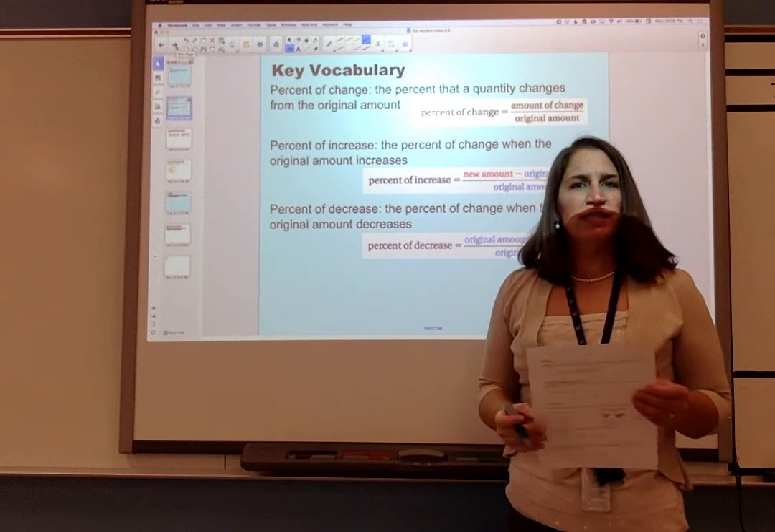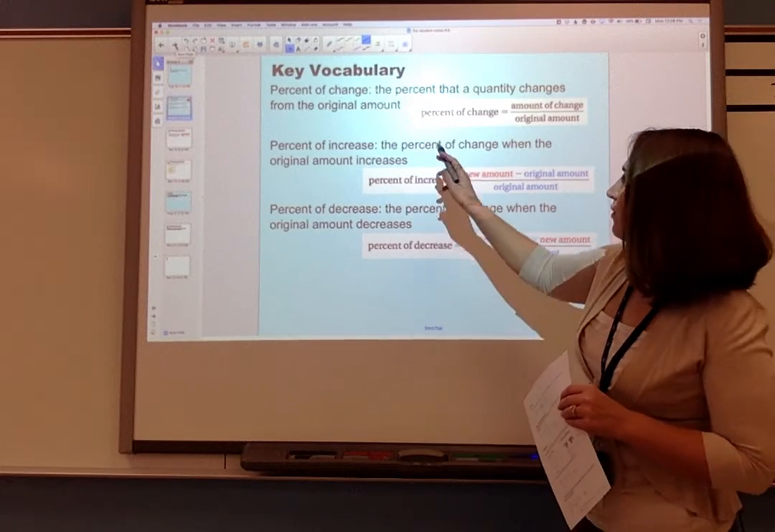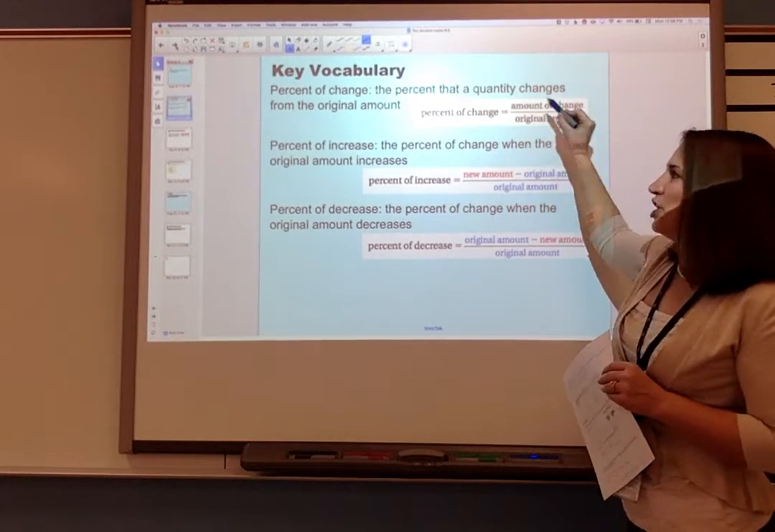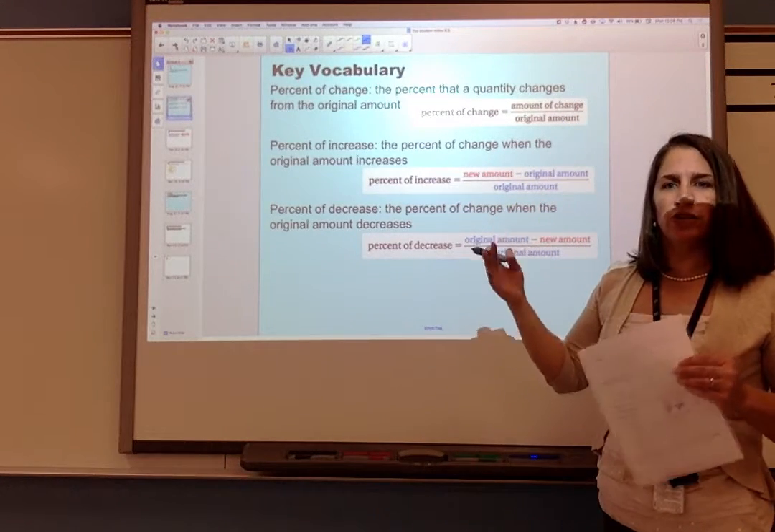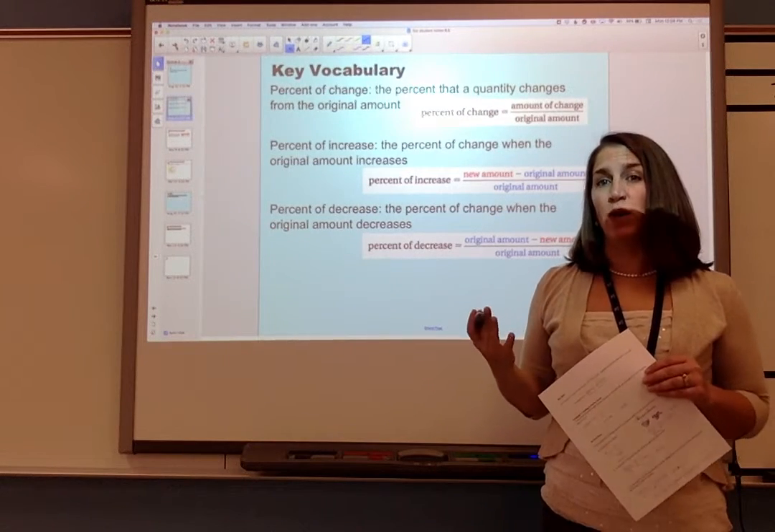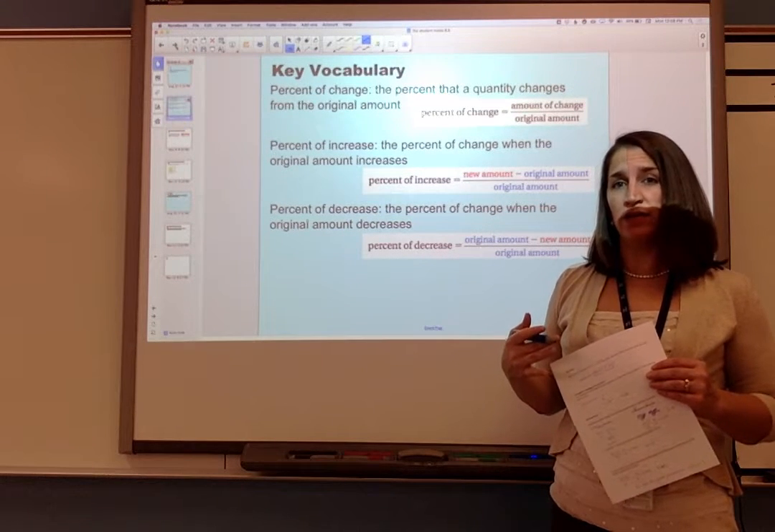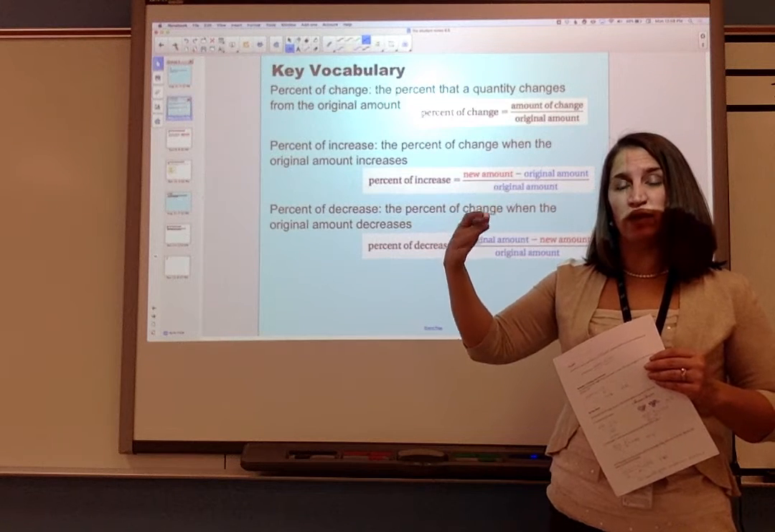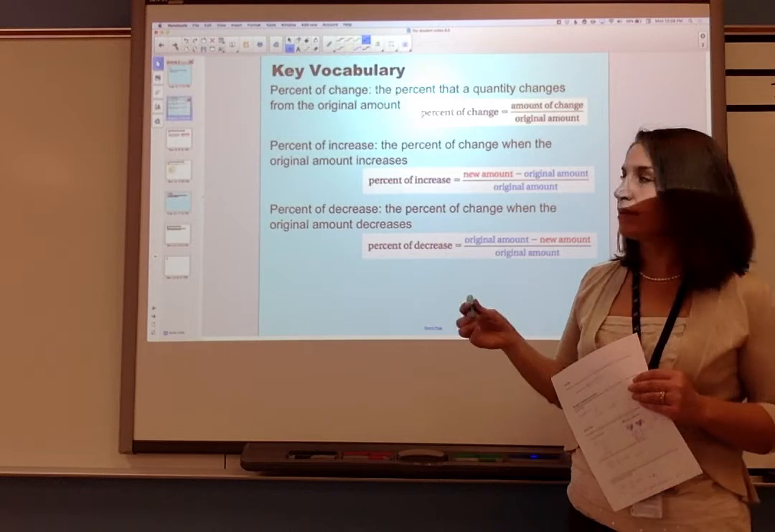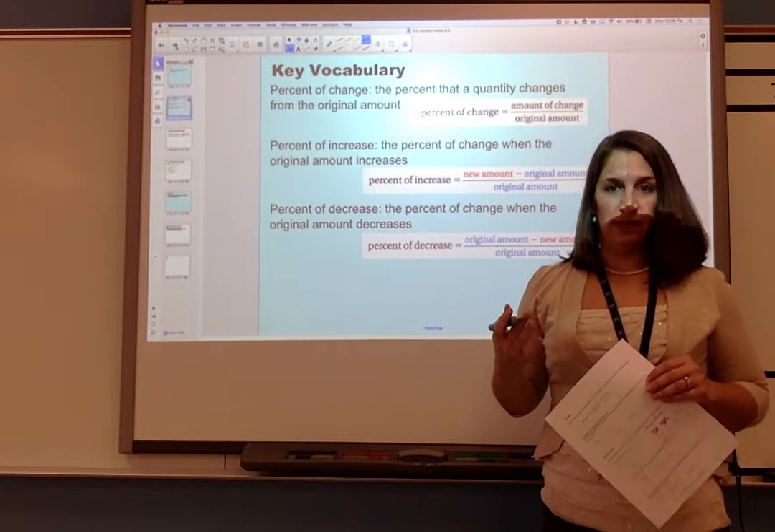Percent of change is the percent that a quantity changes from the original amount. So the calculation for this would be the percent of change equals the amount of change, how much it's changed, over the original amount. So for example, if something was $10 and it's been reduced by $2 to $8, you would say it would be $2, that's the amount of the change, over 10, and that would be the percent of change, 20%.